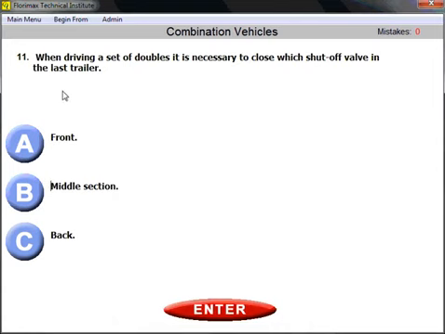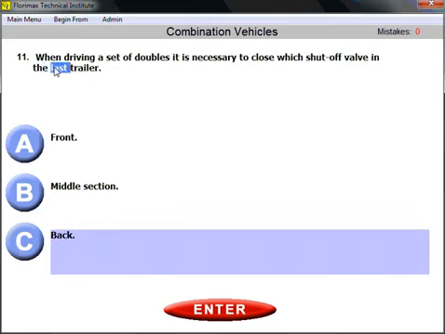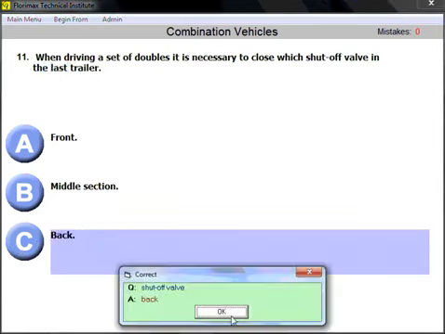Question number 11. When driving a set of doubles, it is necessary to close which shut-off valve in the last trailer. Again, simple logic is applied here. Last trailer. Even if you don't know what the shut-off valve is, you need to close which one? Back. Definitely back. Last, back. Right? Very good.